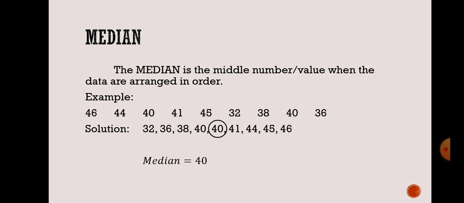Okay, so remember, pag ang data natin ay even number, so meron tayong dalawang middle value. Para makuha natin ang median, we can just simply add them and then divide it by 2. And then if ang ating data naman ay odd number, we can easily determine or identify the middle value, which is just like this example, where we have 40.